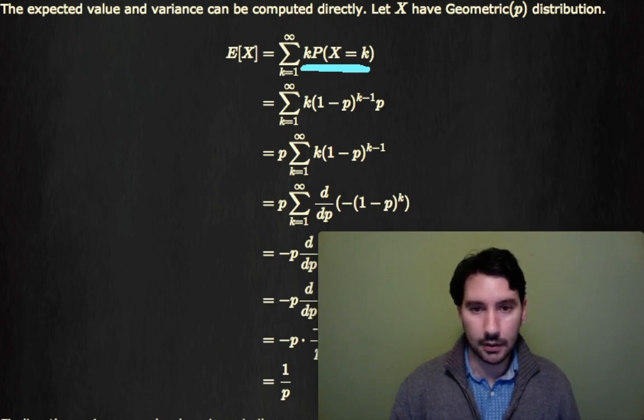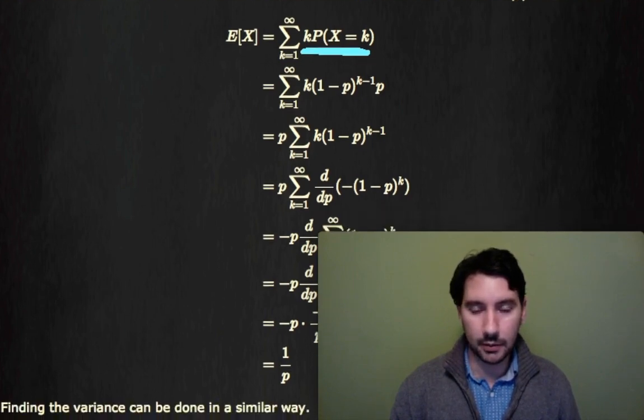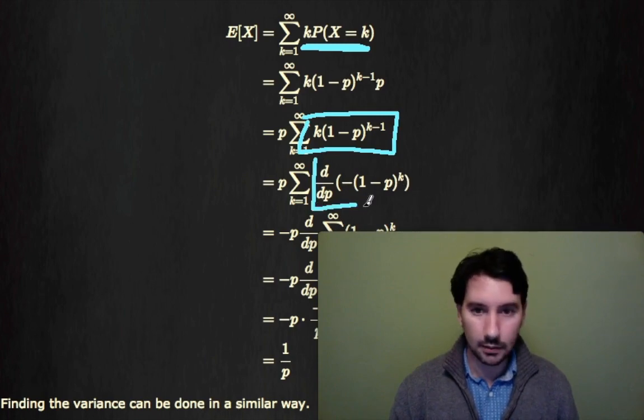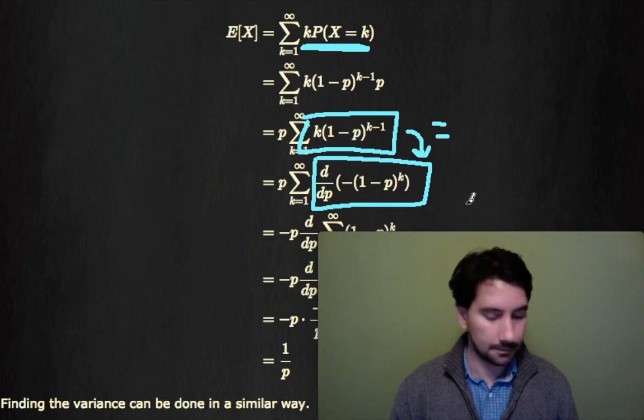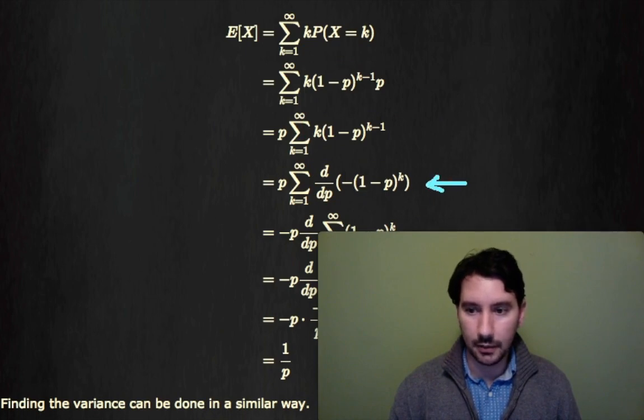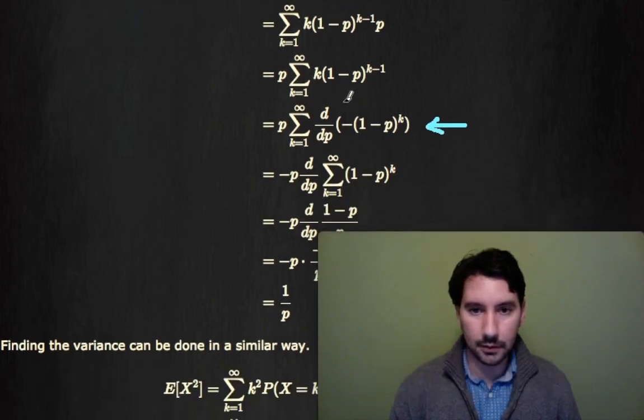And this one, if you haven't seen this before, might be a little bit of a trick to evaluate, but what we're going to do is take this and write it as a derivative. So k times (1 minus p) to the k minus 1 is the derivative of negative (1 minus p) to the k. So these two things here are equal. Okay, so we've written this as a derivative. Now a derivative can be pulled out of a sum. So we're going to take this derivative and pull it outside of the sum.